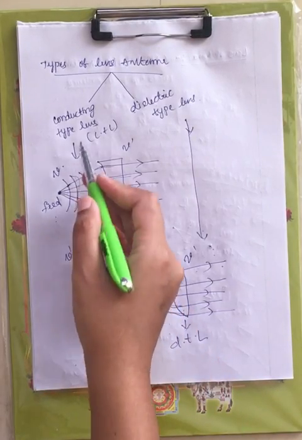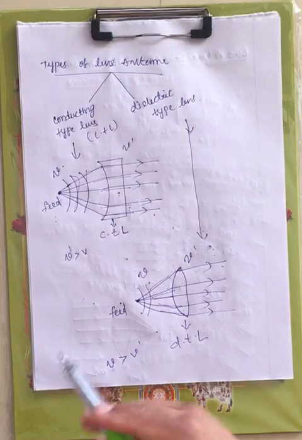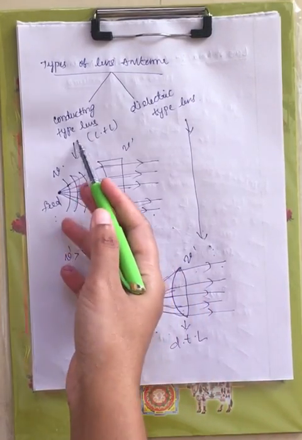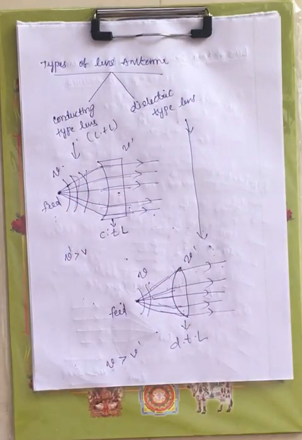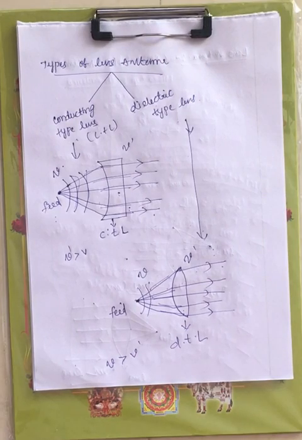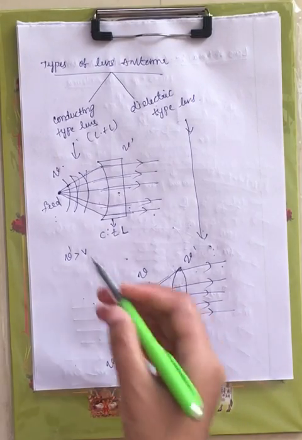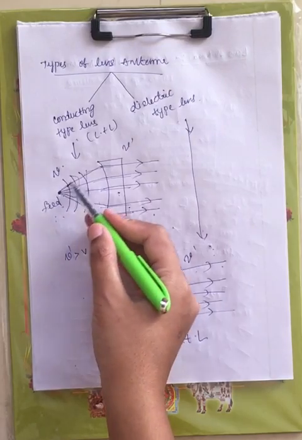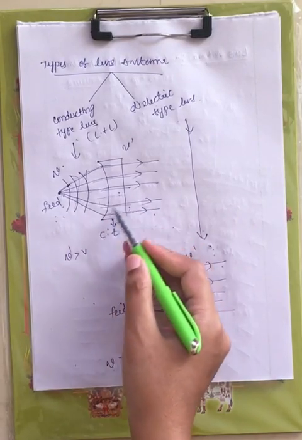Now if you want to accelerate the velocity of the signals that are generated from the feed, you have to use conducting type lens. If you want to decelerate the velocity of the signals that are generated from the feed, you can go for dielectric type lens. Either you can use conducting type or dielectric type, right? Now feed will generate the signals, and those signals have to pass through the lens, right?